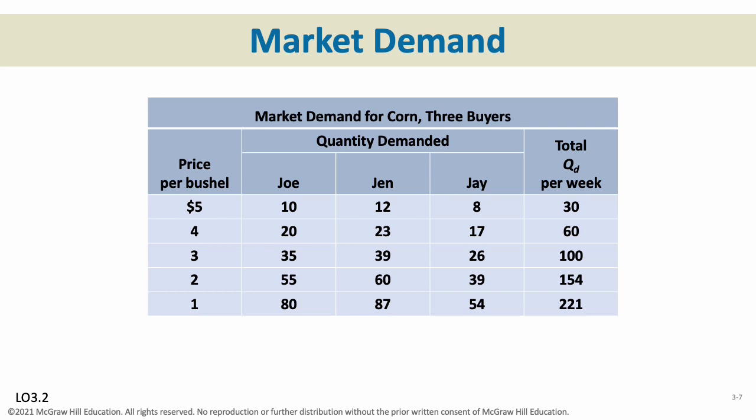So at $3, we would add up Joe's demand of 35, Jen's demand of 39, and Jay's of 26 to get a total demand of 100. And as you can see, total demand is lower at $5 and much higher at $1. So demand is changing based on price.